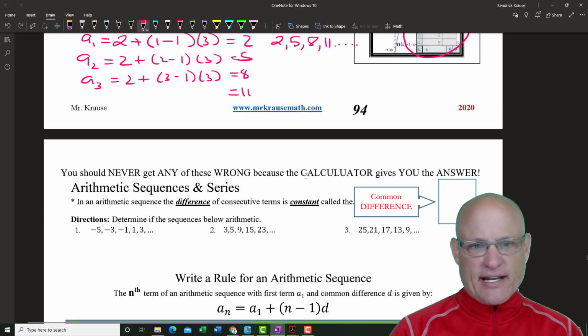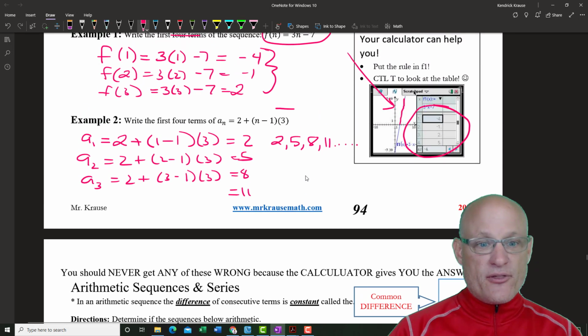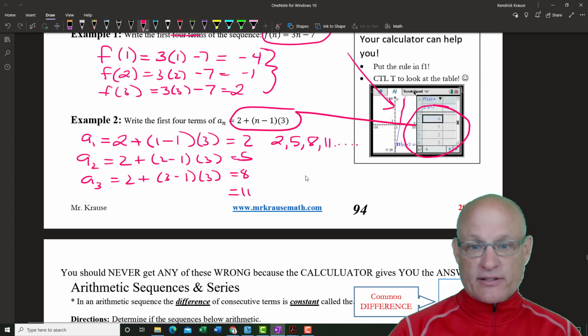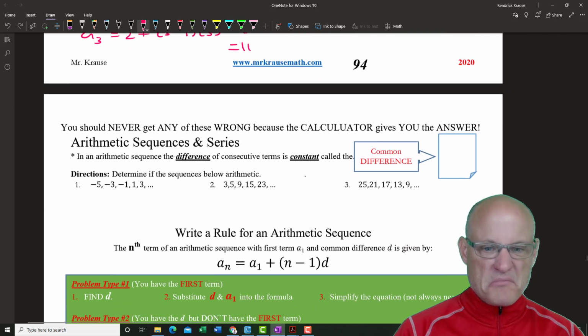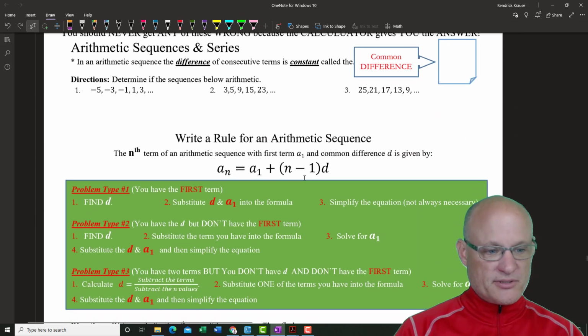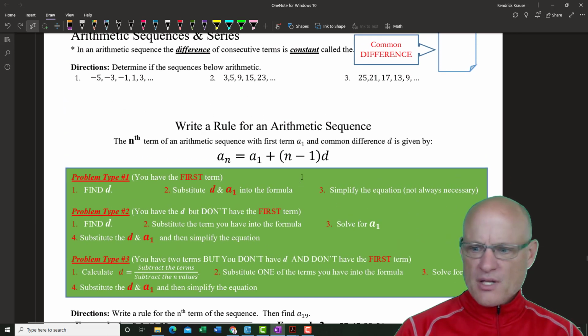And you really shouldn't get any of these wrong, because quite frankly, you can put this in the graphing calculator, look at the table, and it will give you the sequence of values. But we're not going to do that because, man, it's boring. So here's what, ooh, it's got a lot of stuff going on in this one. All right, let me pause. Let me save this and then keep going, okay?